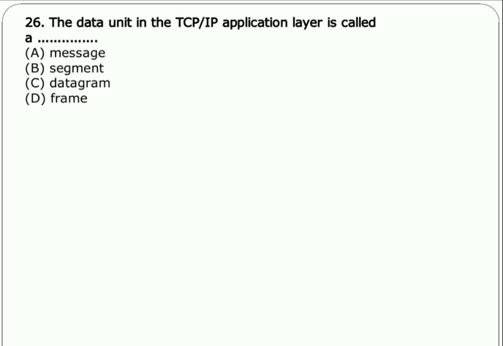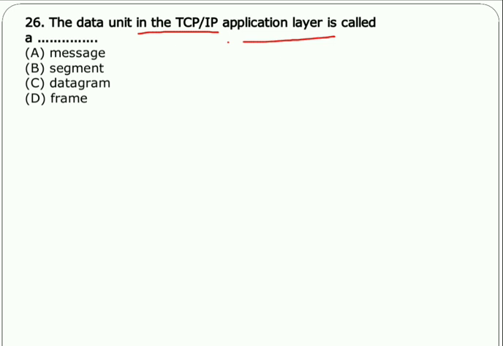The data unit in the TCP/IP application layer is called. See, normally most of the questions were asked on the OSI layer functionality and OSI layer protocols. So which layer supports which type of protocol, and what is the functionality of the application layer. So here they are asking the data unit in the TCP/IP application layer is called.